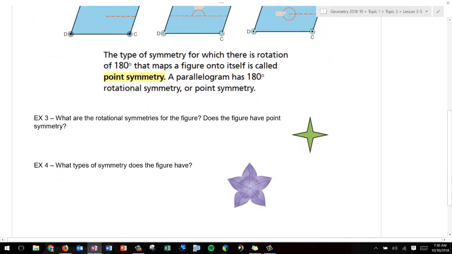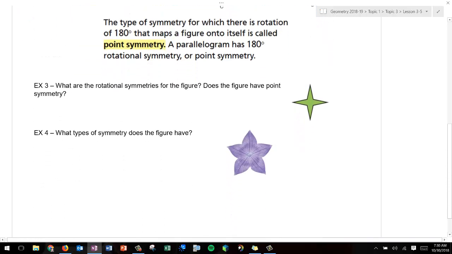So taking a look at these pictures here, they want to know what are the rotational symmetries for the figure. And they want to know, does it have point symmetry? So in this kind of pointy compass looking thing, I can turn it 90 degrees this way, and it's going to sit back on itself. And then I can turn it 180, 270, and 360. So those rotational symmetries are 90, 180, 270, and 360. And since it has more than just 180 degree rotational symmetry, it does not have point symmetry.